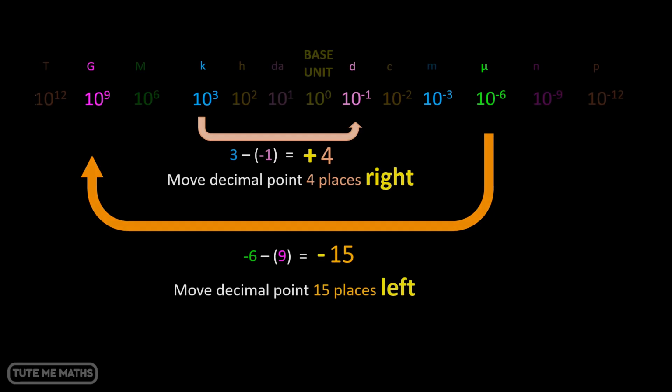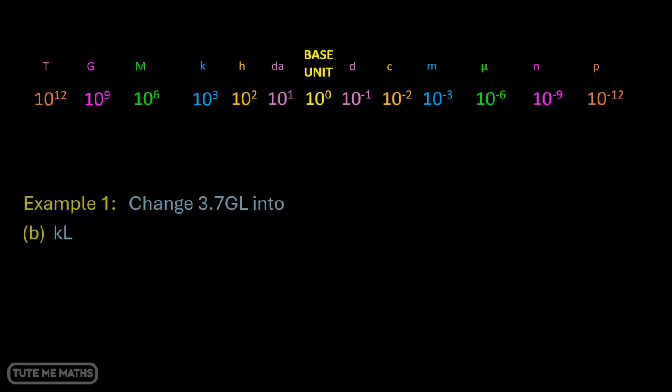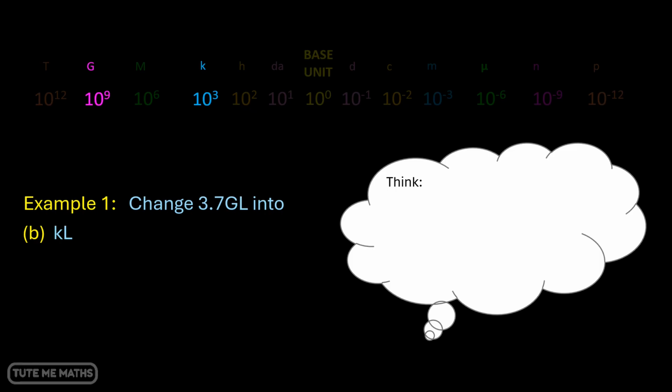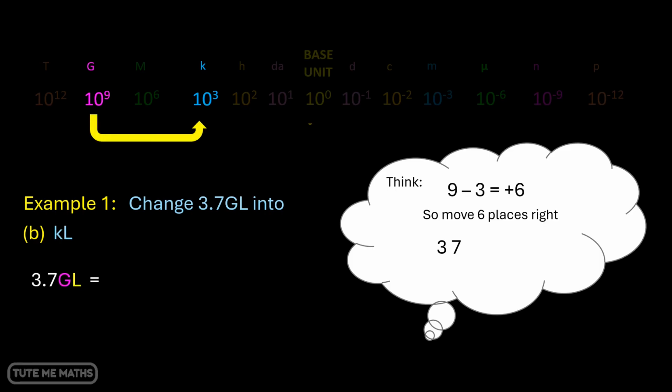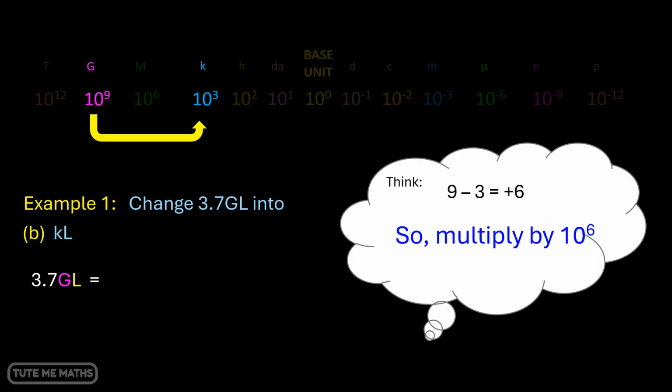In example 1b, we were asked to change 3.7 gigalitres into kilolitres. Looking at the powers, we want to go from here to here. Subtracting the powers gives us positive 6, telling us to move the decimal point 6 places to the right as we did before. The advantage here is that we can go straight to our answer. As a final point, advanced students will sometimes leave their answers in scientific or standard notation.